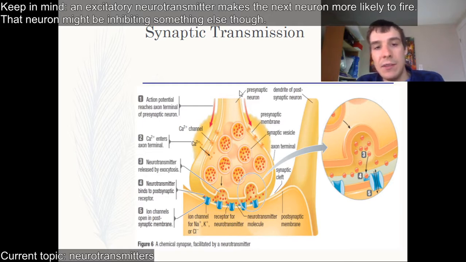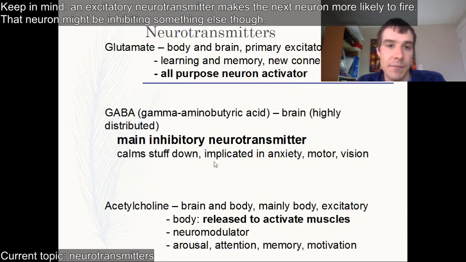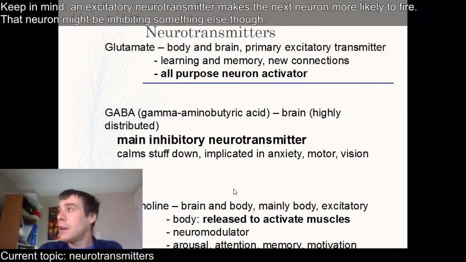There's a name for these two. This is called the presynaptic neuron because it's before the synapse. It's sending the signal. The one that's receiving the signal, which is after the synapse, is called the postsynaptic neuron. And here are the neurotransmitters themselves. I'm going to move my thing down in the bottom corner here.